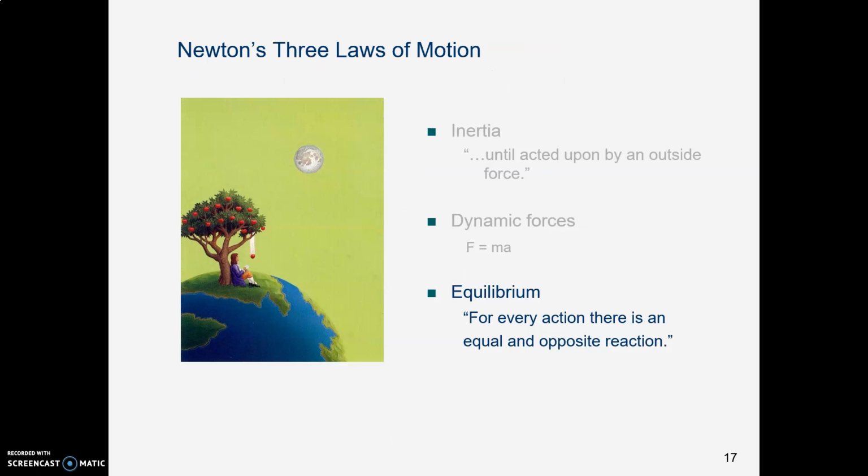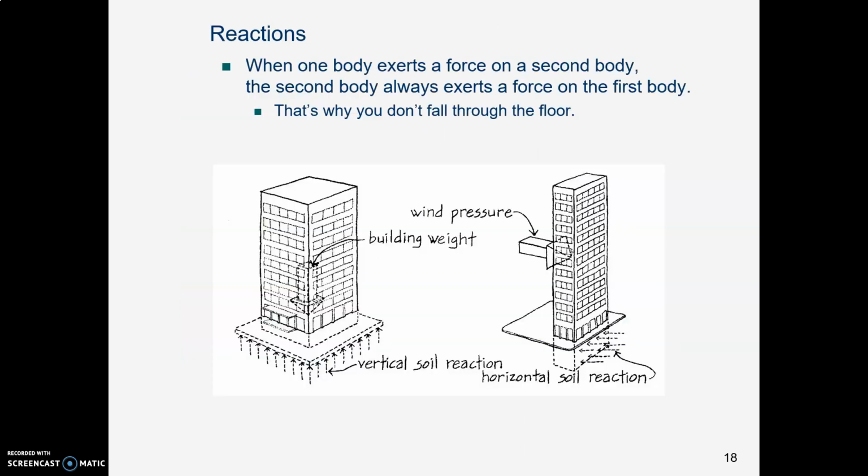So for every action, there is an equal and opposite reaction. If you weigh 140 pounds and you are standing on the floor, the floor is pushing back with exactly 140 pounds of reaction. And that's why you don't fall through the floor. We're going to look at that in more detail next term. We'll find out how is it that the floor pushes back. Turns out it's elasticity. It's like little molecular springs.